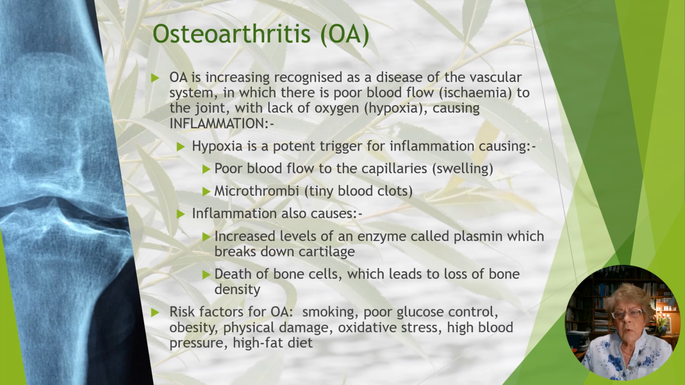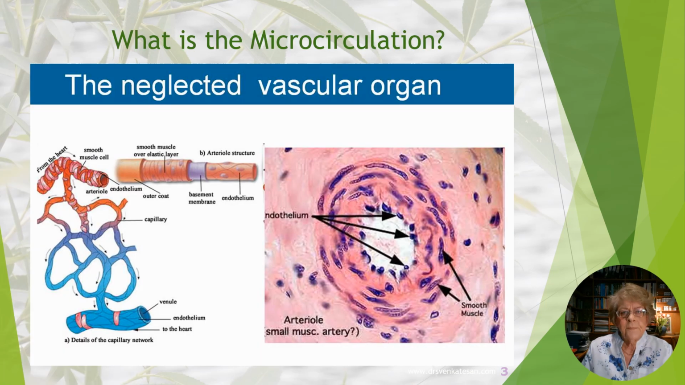Risk factors for osteoarthritis include smoking, poor glucose control in the blood, obesity, physical damage, obviously, oxidative stress, and high blood pressure and a high-fat diet. These are all risk factors. But what is the microcirculation?